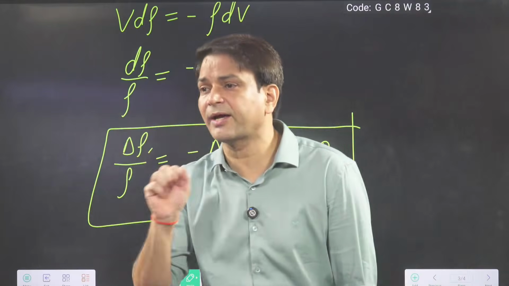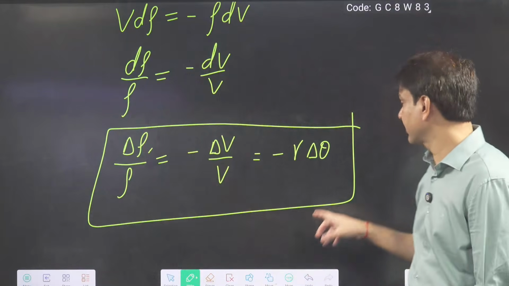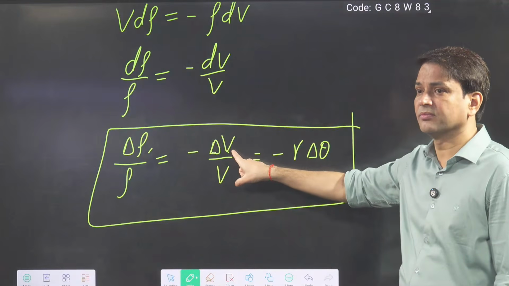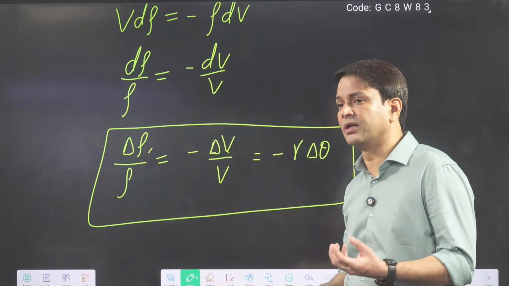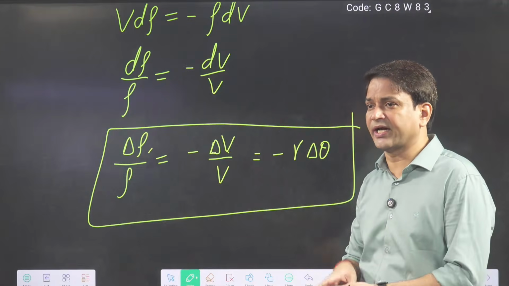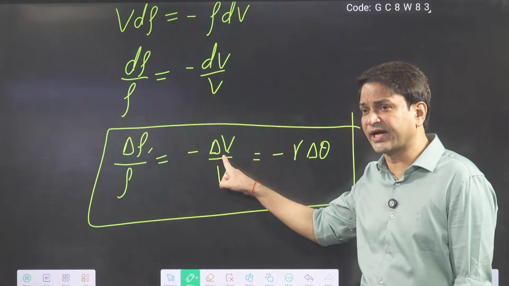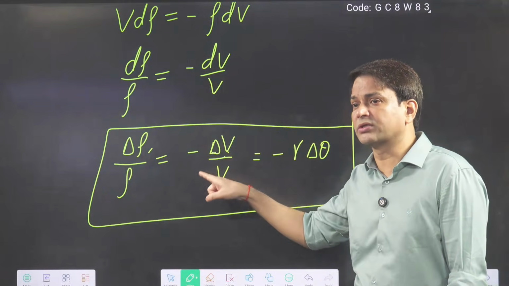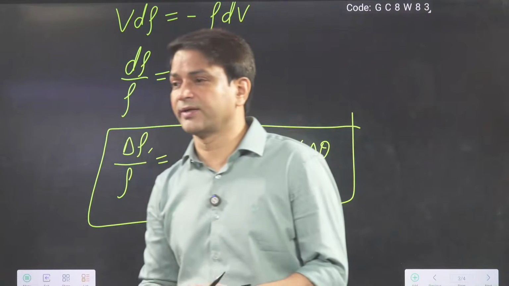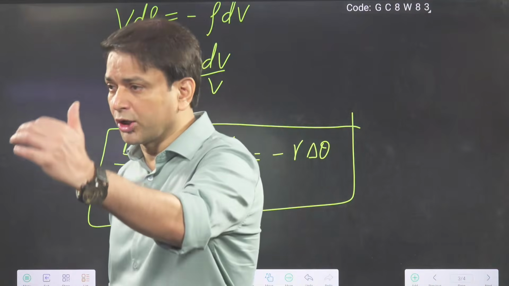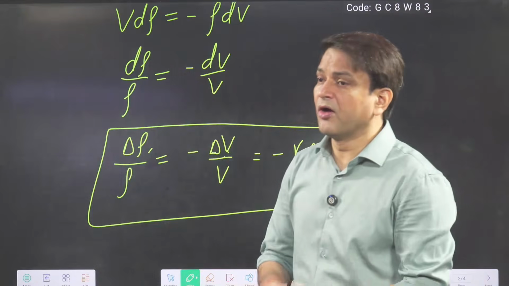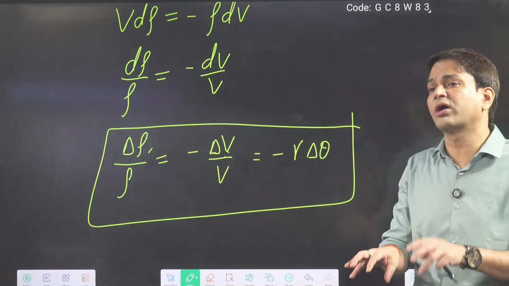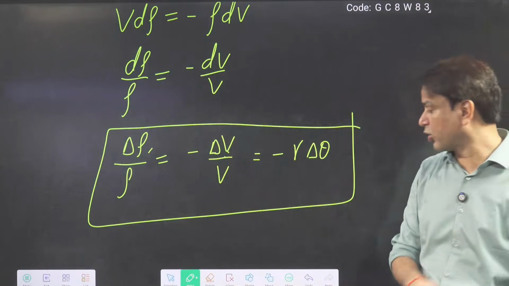Suppose we are decreasing the temperature. Then delta theta is negative, so delta V will be negative. It is negative and the minus sign is already there, so negative and negative become positive. So delta rho by rho will be positive. When the temperature increases, volume increases and density decreases. When the temperature decreases, volume decreases and density increases. Everybody got this or not?